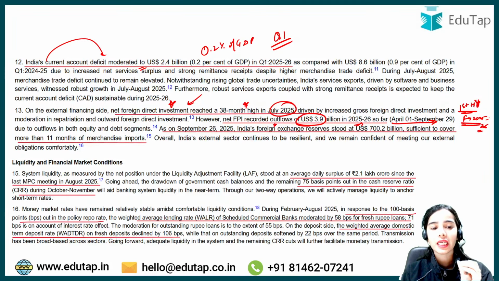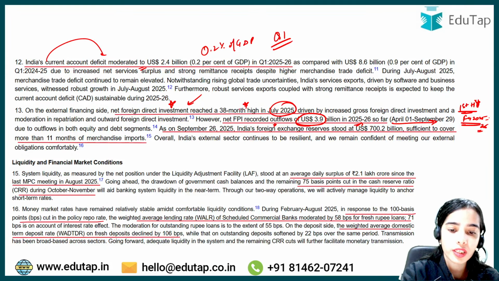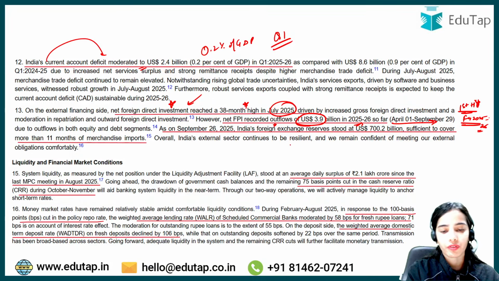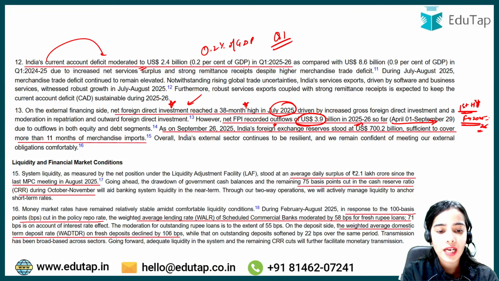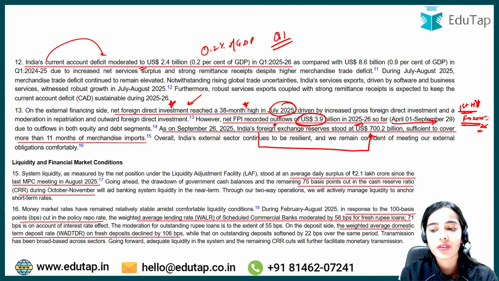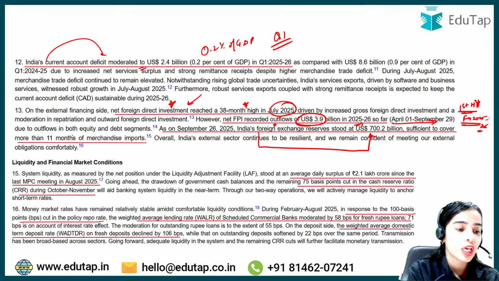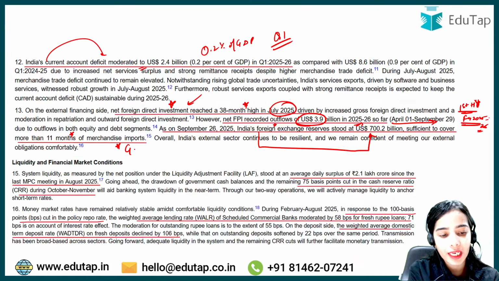But net FDI that is coming in has recorded a 38-month high of July 2025. Okay, so this is the idea. As on September 2025, India's foreign exchange reserves stood at 700.2 billion. That is sufficient to cover more than 11 months of merchandise imports.